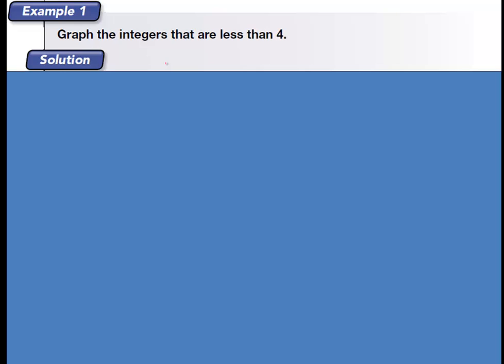Okay, so graph the integers that are less than 4. Pause this, make a number line, and see if you can do this. All right, so let's draw a number line. Not very straight, I apologize for that. Here's 0, 1, 2, 3, 4, -1, -2, -3. It says graph the integers that are less than 4. I know I'm not going to count 4 because it says less than 4. I know integers are whole numbers, so I'm just going to put big dots on all of these whole numbers.